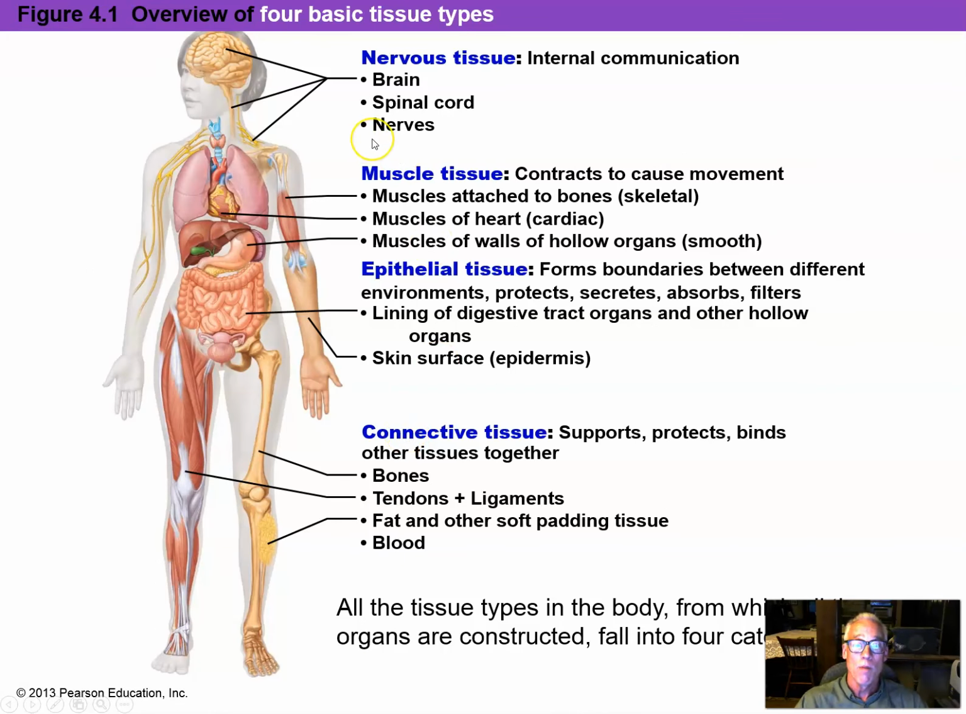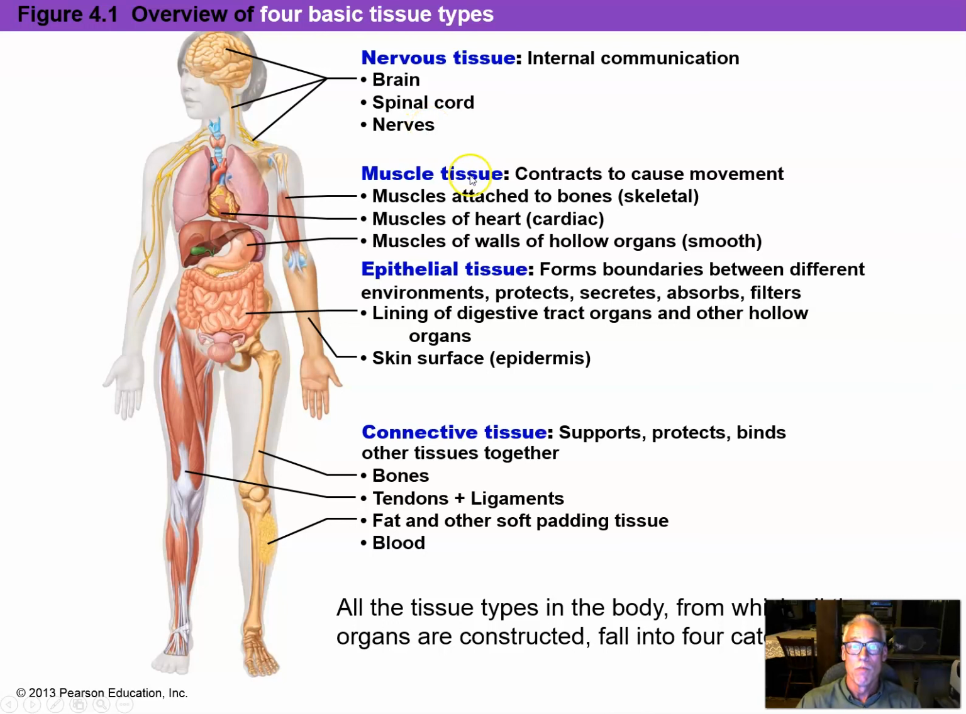So the four types of tissues that make up all of the organs of your body are listed here: nervous tissue, muscle tissue, epithelial tissue, and connective tissue. Nervous tissue produces an organ system that is a controlling system for many parts of your body. The nervous system includes the brain and spinal cord and the peripheral nerves.